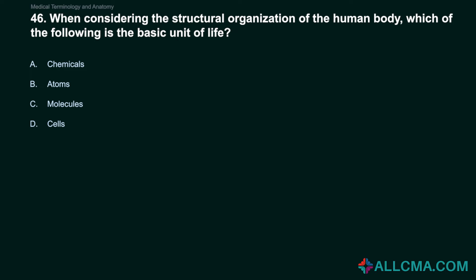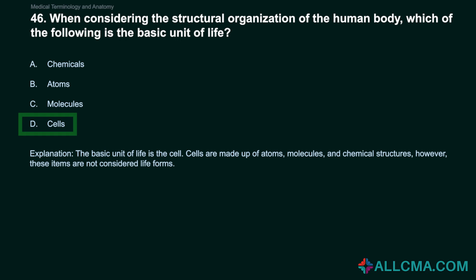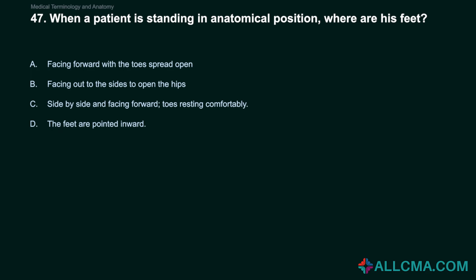46. When considering the structural organization of the human body, which of the following is the basic unit of life? A. Chemicals. B. Atoms. C. Molecules. D. Cells. Correct answer, D. Cells. The basic unit of life is the cell. Cells are made up of atoms, molecules, and chemical structures. However, these items are not considered life forms.